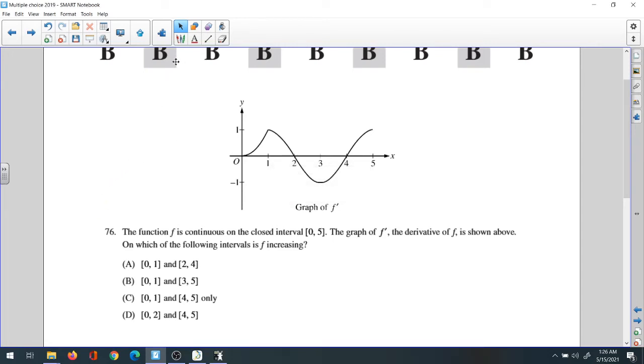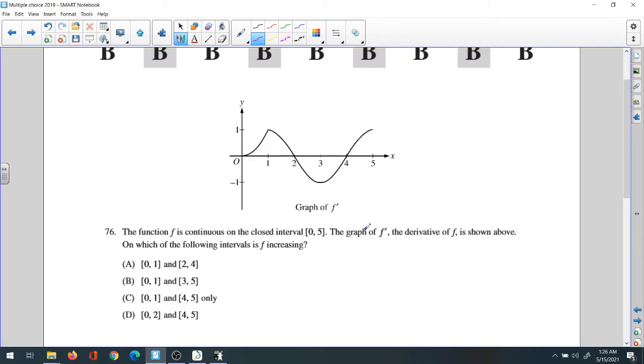So in this part, we are allowed to use the calculator. You should have a graphing calculator with you. Question 76. The function f is continuous on the closed interval from 0 to 5.